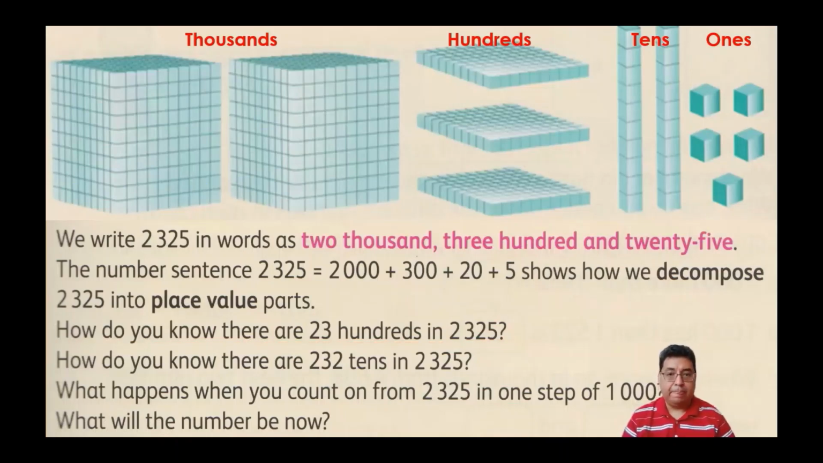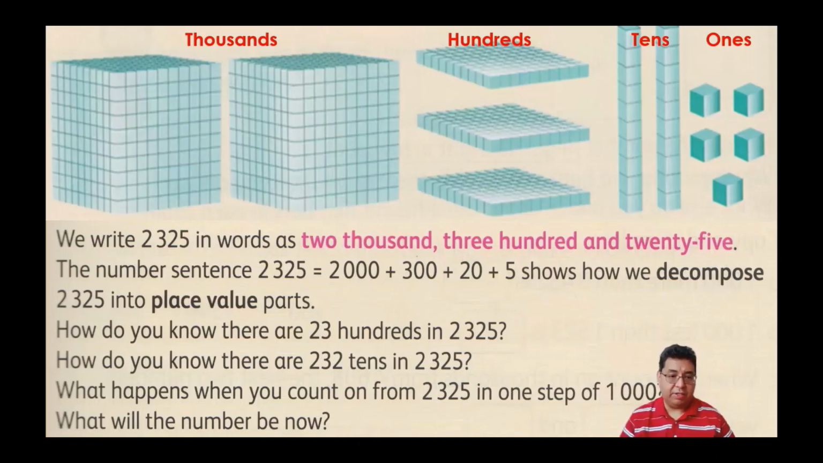2325. So we know that there are 23 hundreds because 1000 has 10 hundreds. That means 2000 has 20 hundreds. So 20 hundreds plus 3 hundreds gives us 23 hundreds. That's how we know that.